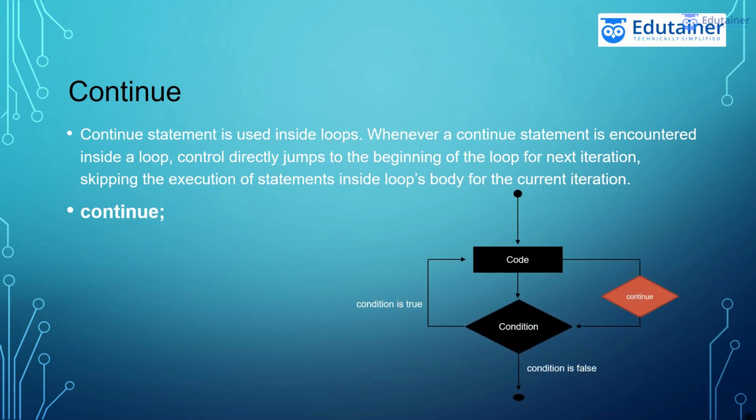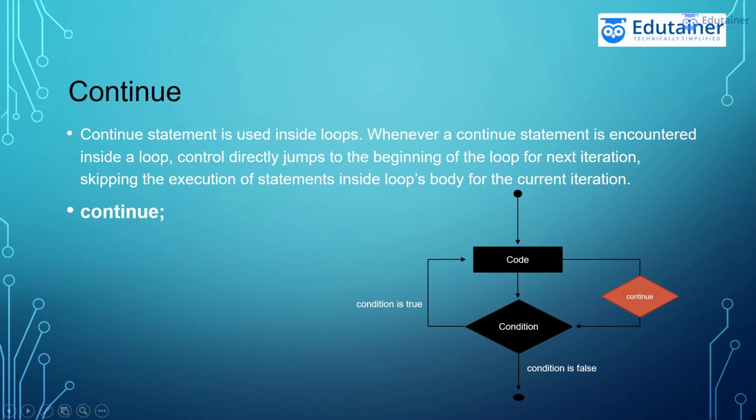Let's see this flowchart. In break, we were just jumping out of the loop, but using the continue statement, it brings us back to the condition. First of all, we run our code, then the condition. If the condition is true, it moves back to the code. Whenever the continue keyword hits, it brings us back to the condition. So this is how a continue statement works.